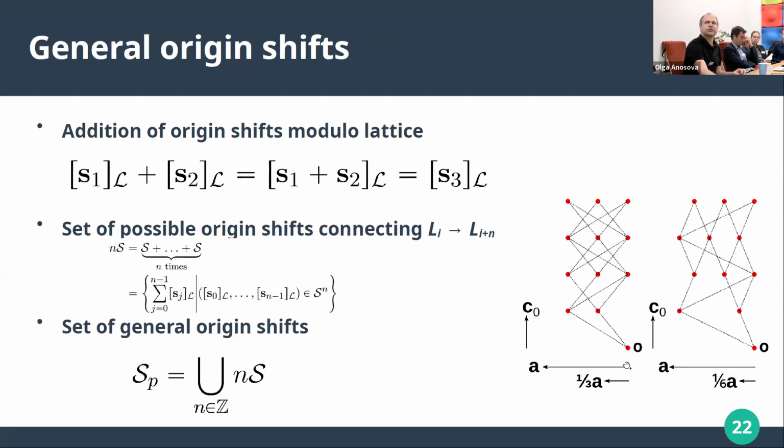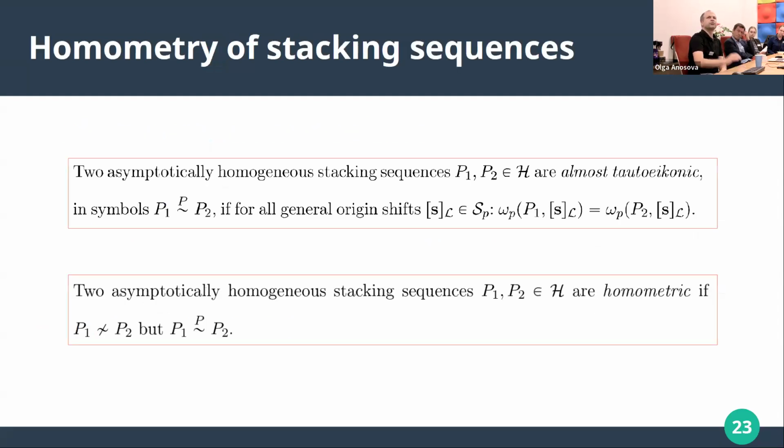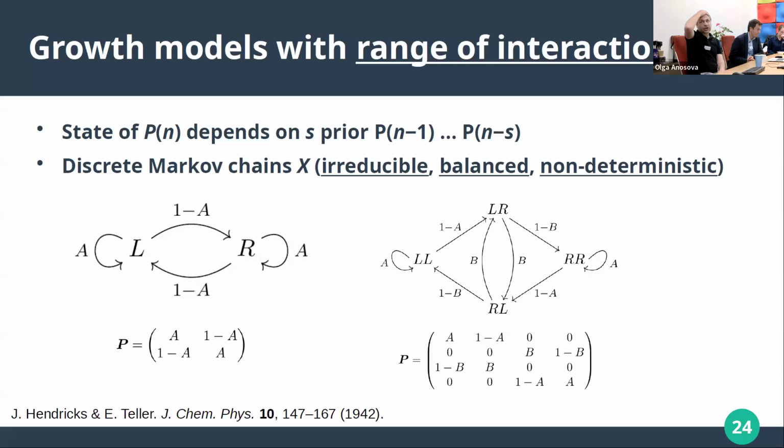And then when we have these origin shifts, in such a world, we can also derive the density of layers that are connected by these origin shifts. And you see, they are tautoiconic if these are the same, the densities of the layer shifts and the layers that are connected with layer shifts, and they are homometric if they are not equivalent but tautoiconic. But how do you describe these kinds of things? So you describe them basically.